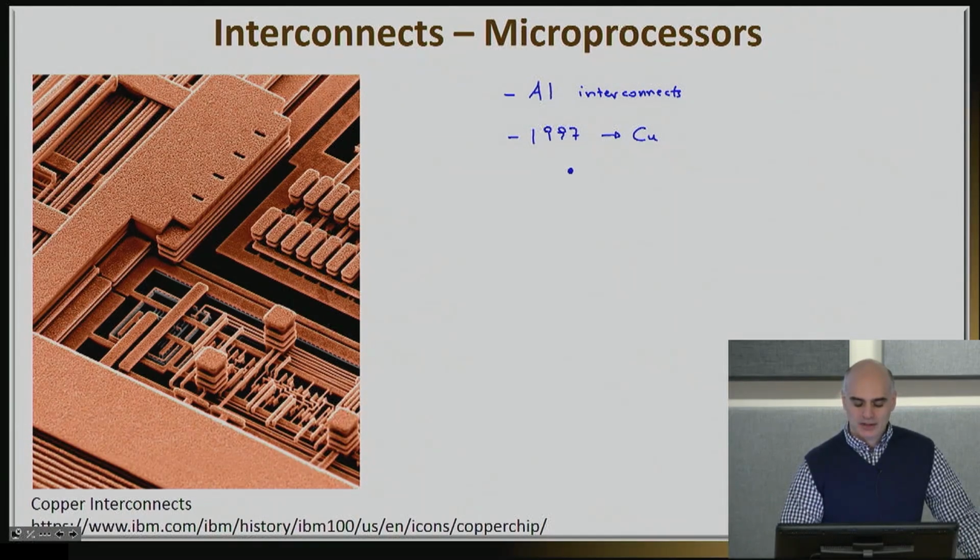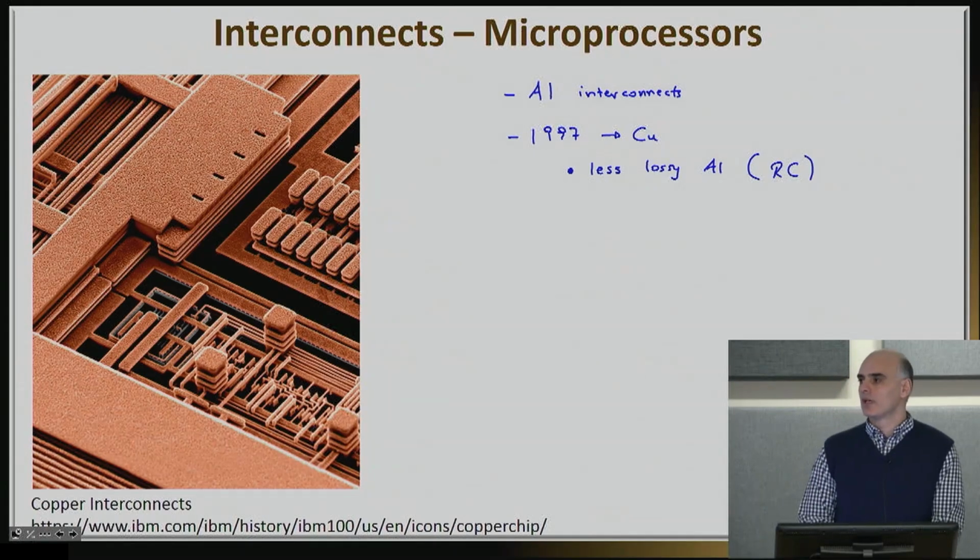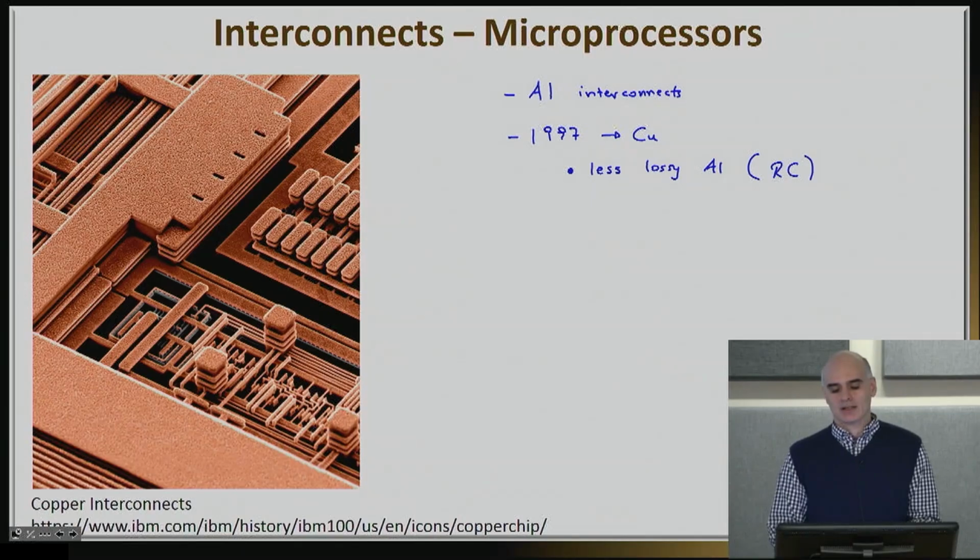Copper is less lossy than aluminum. It's simply more conductive. In fact, it's about 40% more conductive than aluminum, which translates into both loss as well as speed. In fact, with copper, you can improve the speed by about 15%, just because the RC product, which is related to the delay in a digital circuit, is smaller in copper than it is in aluminum. So when IBM launched that, not only were they able to get better circuits, but of course, they were able to get faster speeds out of these interconnects.